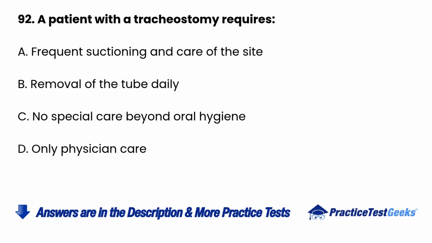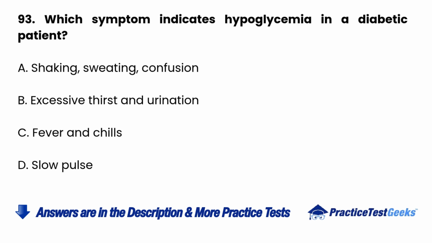92. A patient with a tracheostomy requires: A. Frequent suctioning and care of the site. B. Removal of the tube daily. C. No special care beyond oral hygiene. D. Only physician care. 93. Which symptom indicates hypoglycemia in a diabetic patient? A. Shaking, sweating, confusion. B. Excessive thirst and urination. C. Fever and chills. D. Slow pulse.